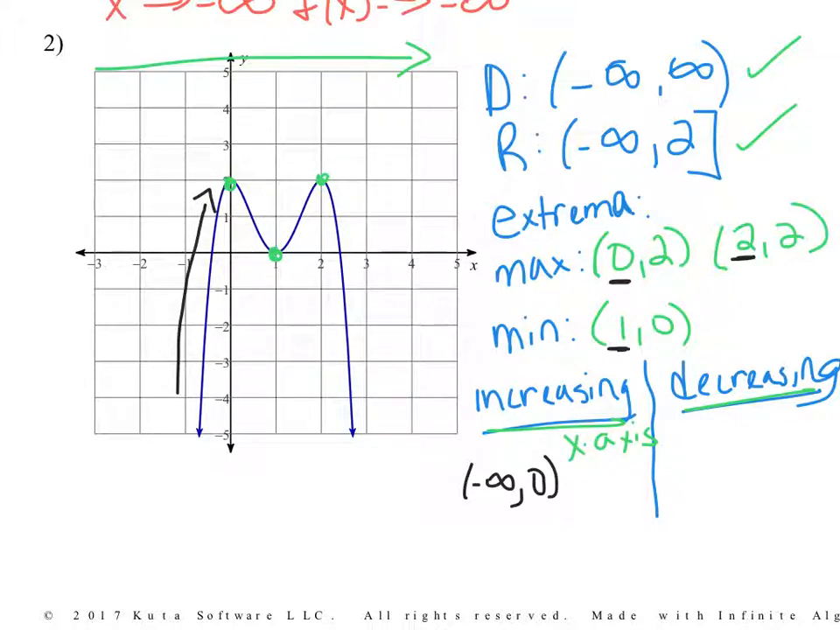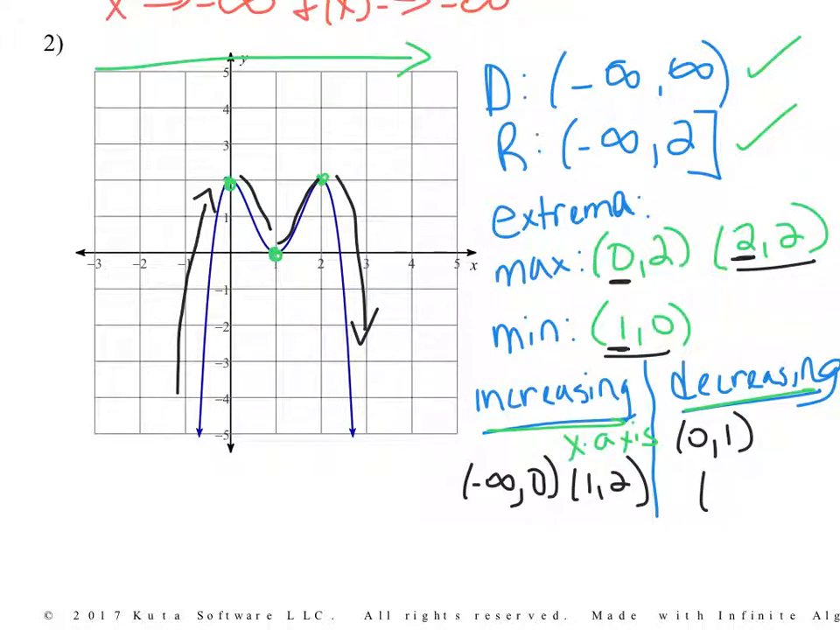That interval is increasing. This interval right here is also increasing, between the min and the max. This is the min, this is the max, so it's between 1 and 2. And then that's it. That's the increasing. So decreasing is between this max and this min. It's going down, so 0 to 1. Again, these are intervals, so it's hard sometimes to tell the difference between an interval and a point, but these are the intervals. And then from here down, it's going down, so it's 2 to infinity. So those are our decreasing.